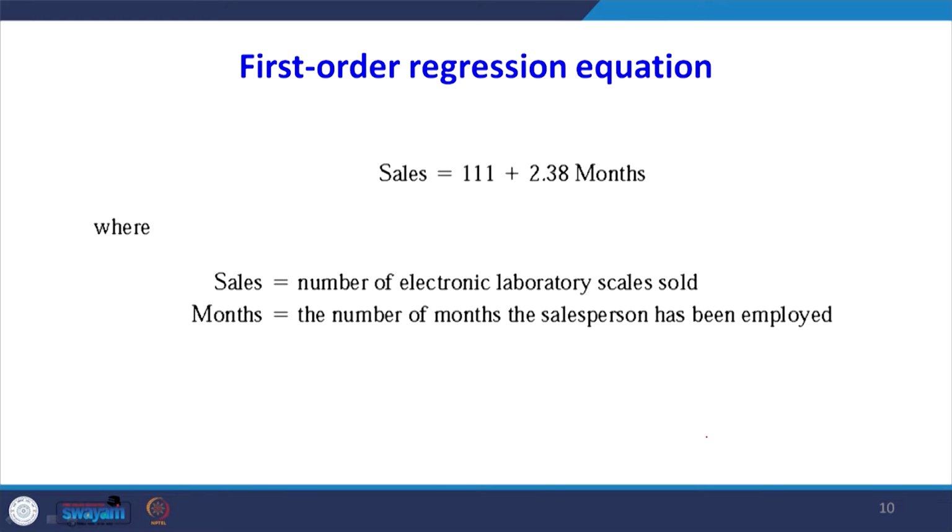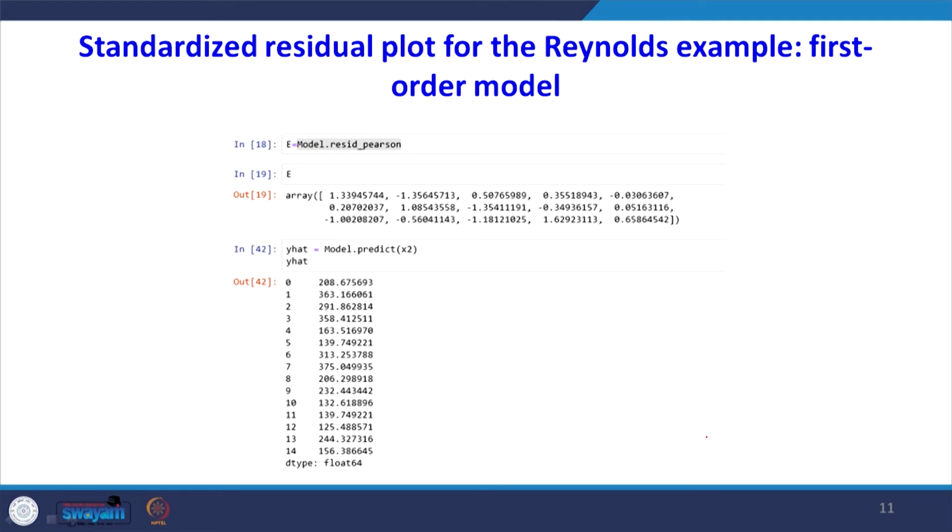This was my model. Here the sales, that is the y variable, is the number of electronic laboratory scales sold, and months is the number of months the salesperson has been employed. What will happen? First we will plot the residual plot, because as I told you in my previous classes, it is not only R square, F, P value and individual significance that matter. At the same time we have to check the residual of that regression model. First we will find the residual, e equal to model.resid_pearson. So, this was my residual.